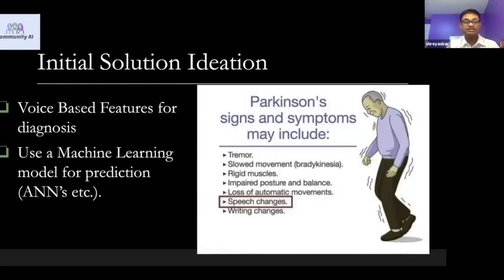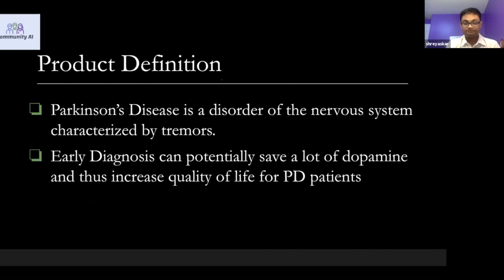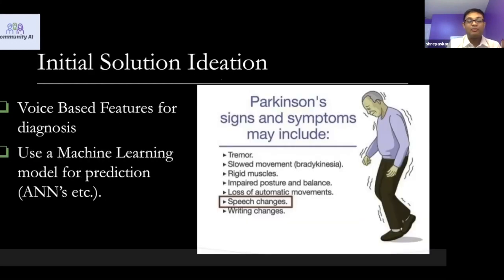And now let's move on to the next step, which is the initial solution ideation. So what was my initial solution? I knew that I wanted to use a machine learning algorithm to diagnose Parkinson's early. However, my next step, which gave me a lot of trouble, was what features in particular I could use for diagnosis. So I looked at the symptoms that most Parkinson's patients face. These are some of the common ones. There's tremor, slowed movement, rigid muscles, speech changes, writing changes, and so on and so forth.